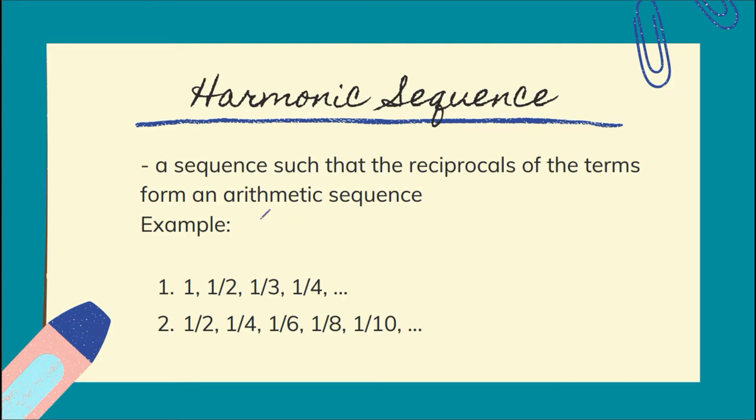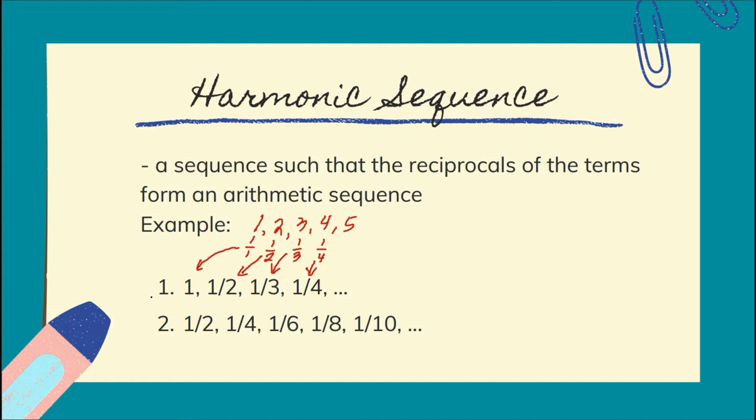For example, meron ka arithmetic sequence na 1, 2, 3, 4, and 5. So, ang reciprocal ng 1 is 1 over 1, which is 1. And then, reciprocal ng 2 is 1 over 2, so, 1 half. Reciprocal ng 3 is 1 over 3. And reciprocal ng 4 is 1 over 4. And 5 is 1 over 5. And so on. So, nakikita mo, ang 1, 1 half, 1 third, 1 fourth ay reciprocal ng 1, 2, 3, 4, 5, which is an arithmetic sequence. Kaya, ito po ay tinatawag nating harmonic.